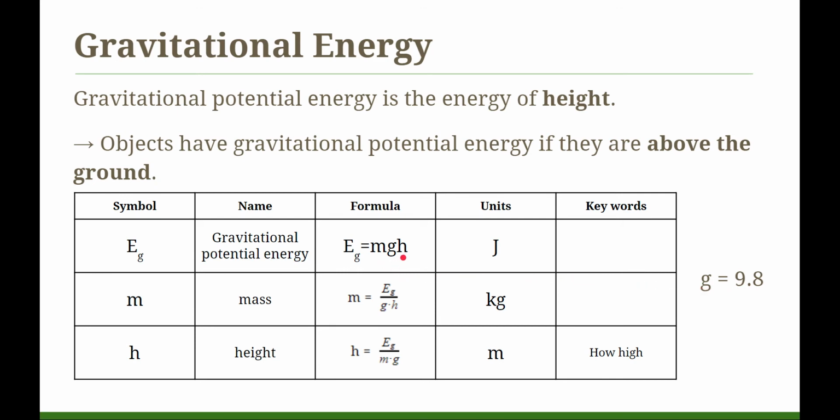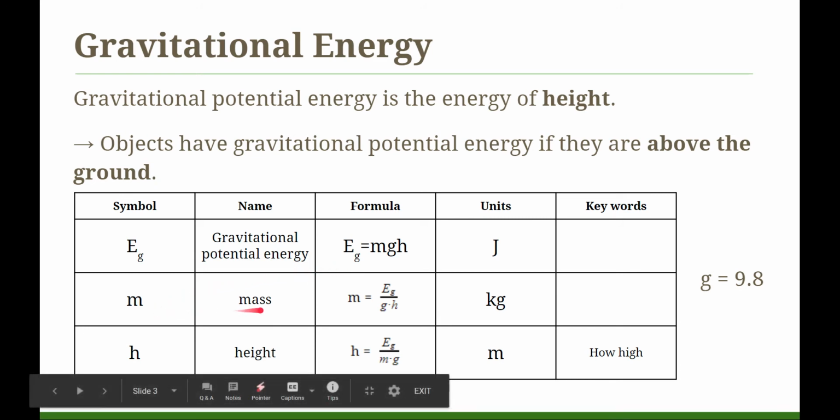And then H is the height. So M times G times H. Again, gravitational energy gets units of joules, that's capital J. If we want to solve this equation for mass, it is just the gravitational energy divided by G times H. And the units of mass are still kilograms.